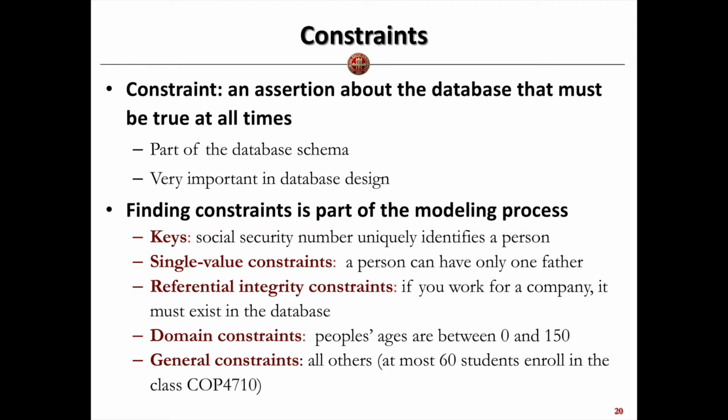Right. Besides the key, we also have some other constraints, like a single value constraint. For example, in the real world, a person can have only one father. We should avoid inserting multiple fathers for a person, right? Another important constraint we introduce here is called the referential integrity constraint.